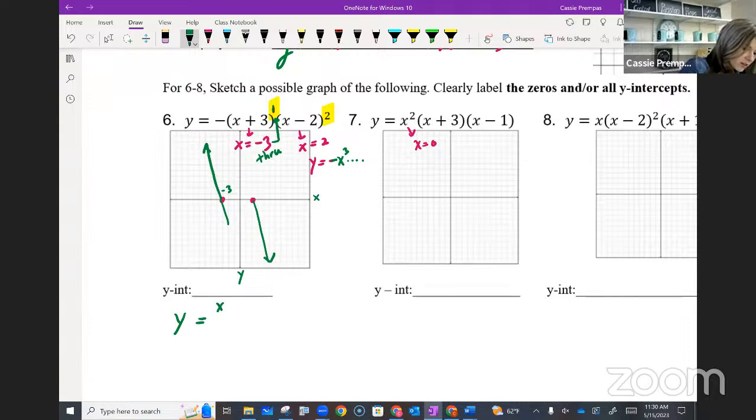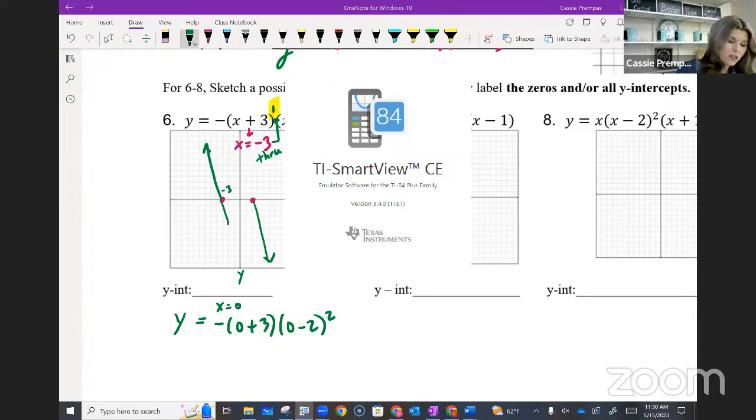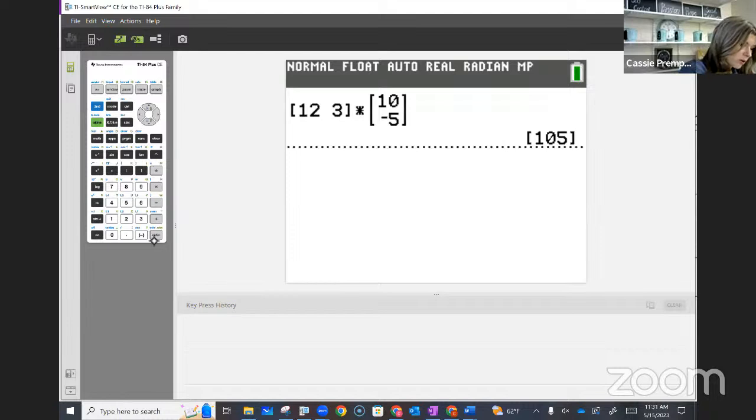Plug in 0 for x. Awesome. So we're going to do the opposite of 0 plus 3 times 0 minus 2 squared. If you have your calculator, you can literally just type that in exactly as you see it, and your calculator will tell you what your y-intercept is. If you don't have your calculator, then make sure you know your order of operations.